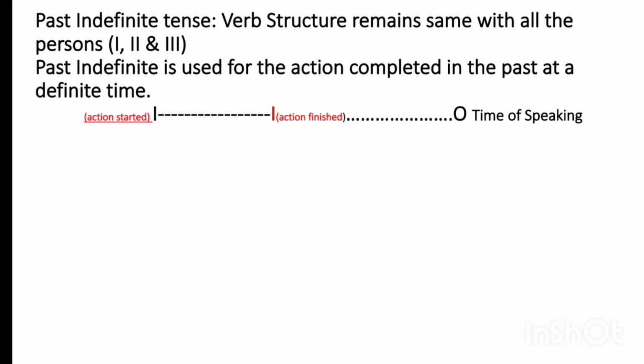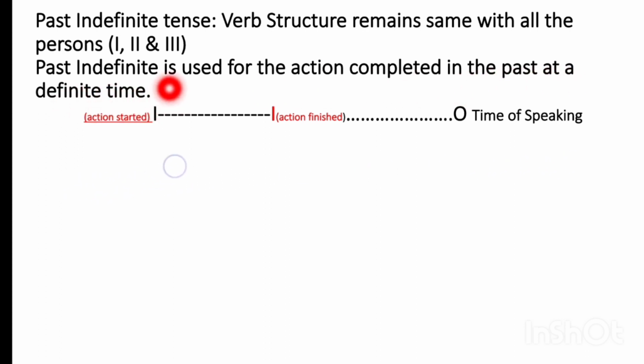So past indefinite tense, as I have already made it clear to you, verb structure remains same with all the persons, first, second and third person. First person I or we, second person you, third person he, she, it or they. So whether it is first person, second person or third person, the verb structure remains the same. There is no change at all. And past indefinite is used for action completed in the past at a definite time.